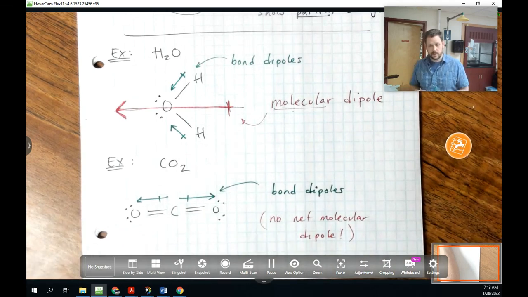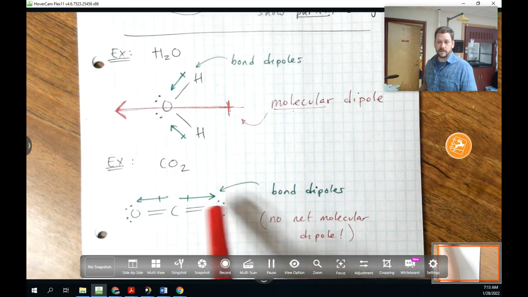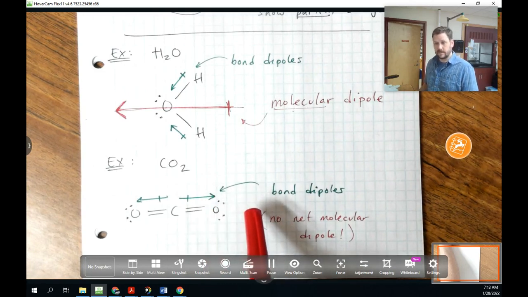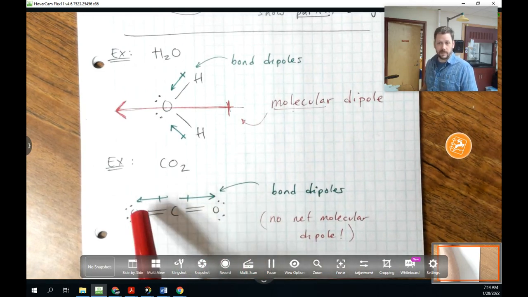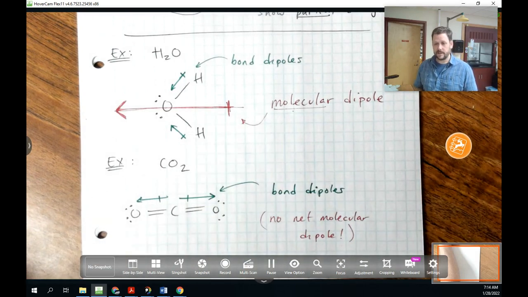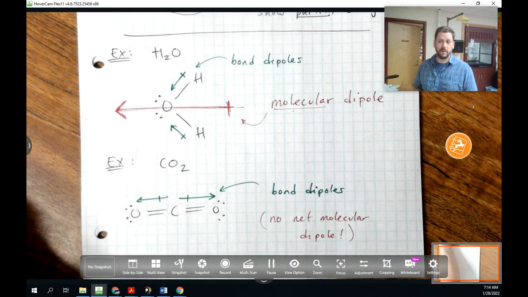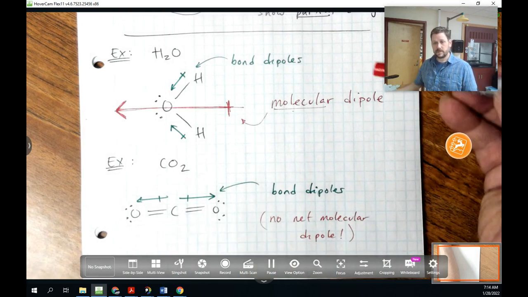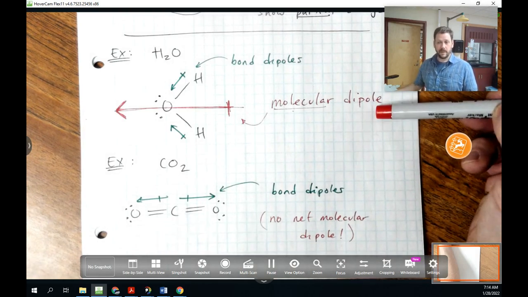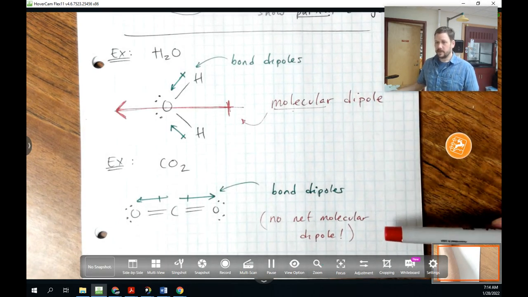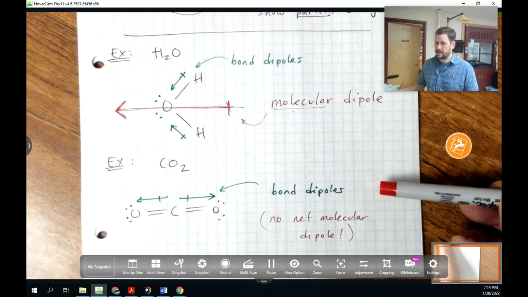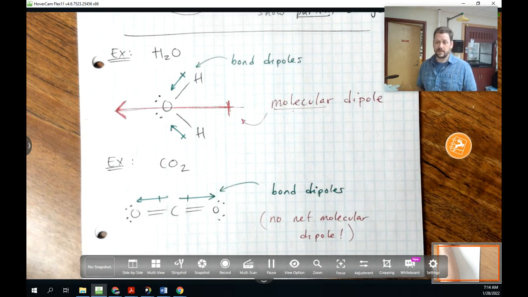And that's because those two bond dipoles cancel each other out. If you have one force vector that's pulling to the left at the same magnitude that another one is pulling to the right, then they're going to cancel each other out and there's going to be no overall dipole moment. So some molecules are polar because they have a molecular dipole, and some molecules are nonpolar because they have no molecular dipole. And nonpolar molecules may have bond dipoles, or they may just have no polar bonds and be nonpolar for that reason.